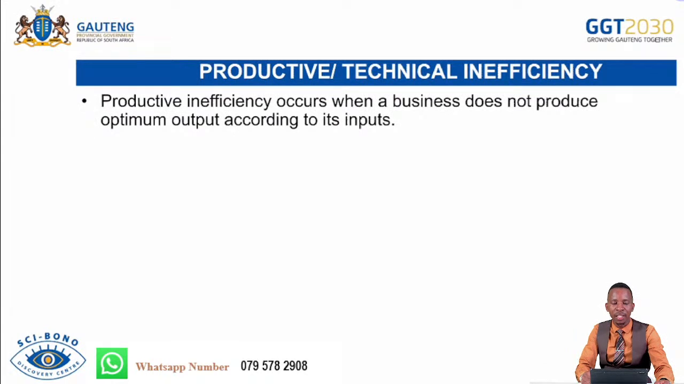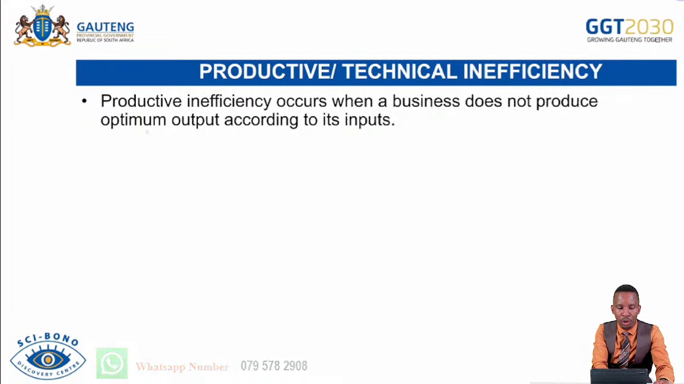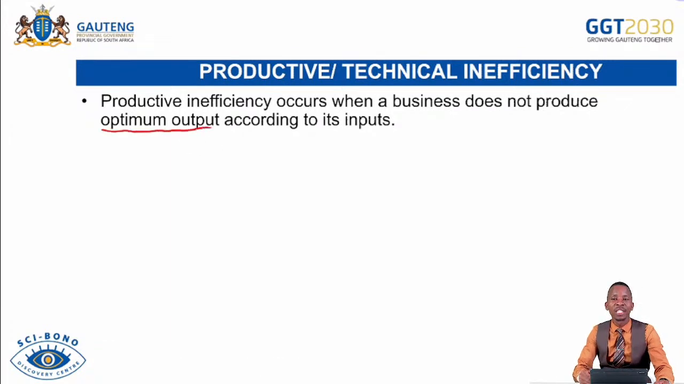So productive inefficiency occurs when a business does not produce optimum output according to its inputs. So this talks to a business being given some resources to produce a certain quantity of goods, but the business failed to provide that quantity of goods that is supposed to be produced with the given input. So that is the productive inefficiency. That means the producer is inefficient in producing because goods are not produced at the right quantity, while the resources are all provided at the right level or at the right amount.